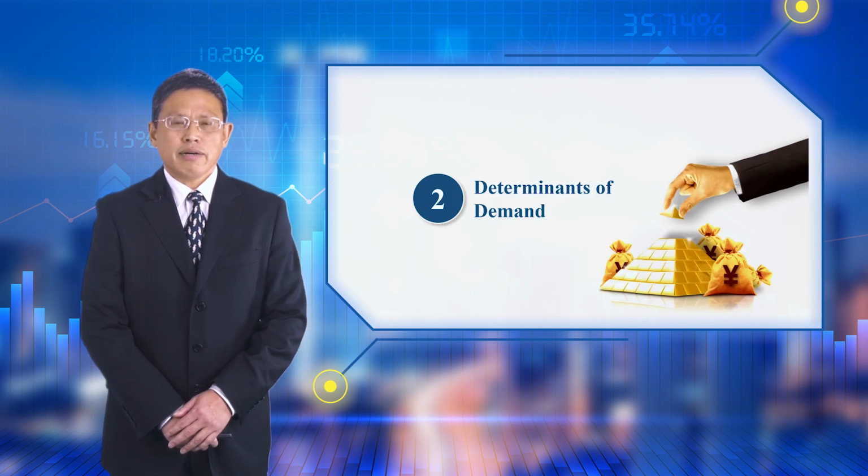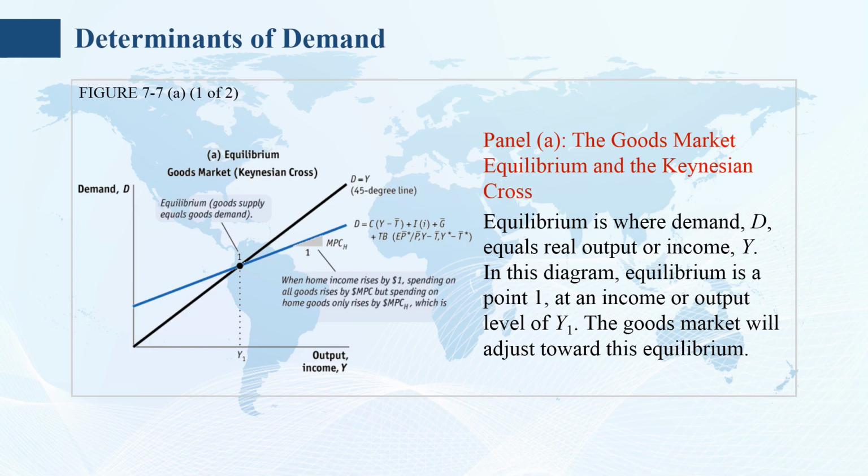2. Determinants of demand. Figure 7-7a shows the goods market equilibrium and the Keynesian Cross. Equilibrium is where demand D equals real output or income Y. In this diagram, equilibrium is at point 1 at an income or output level of Y1. The goods market will adjust toward this equilibrium.